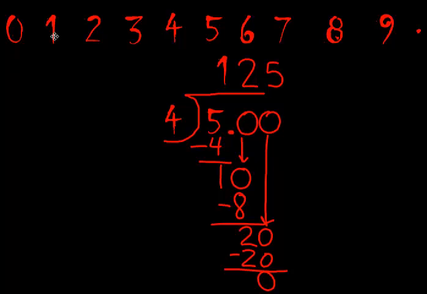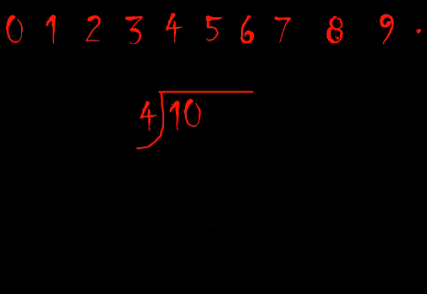Let's try another one. Oops, forgot that we had to put the decimal. 1 and 25/100ths is much different than 125. The decimal goes straight up to keep the place value. Alright, now we have 10 divided by 4. 4 goes into 10 2 times. 2 times 4 is 8. And we subtract. Do we have a 0?